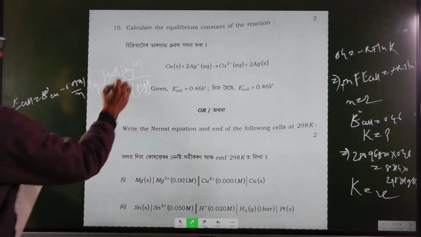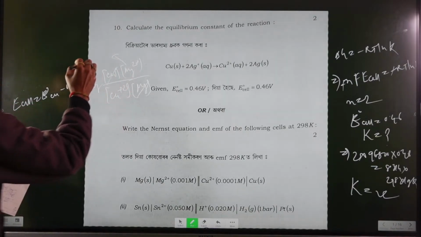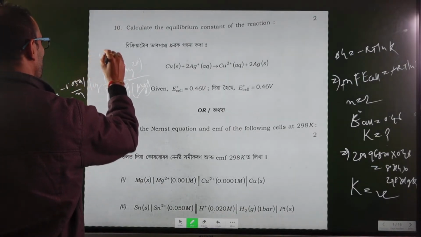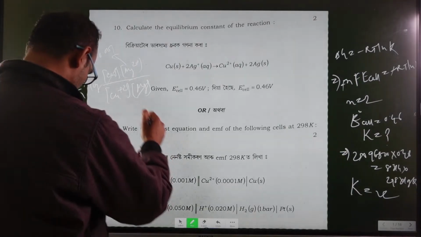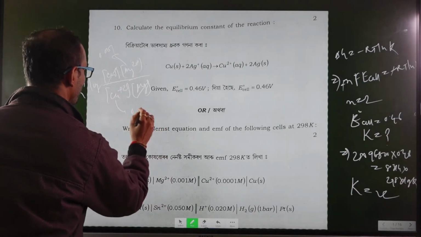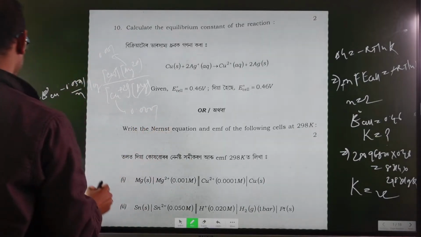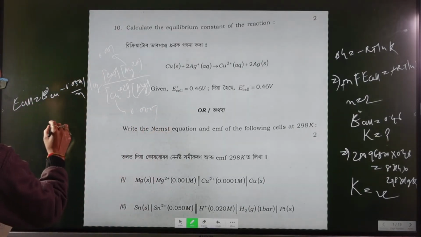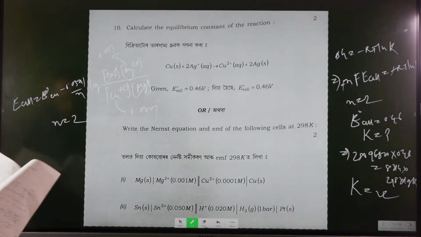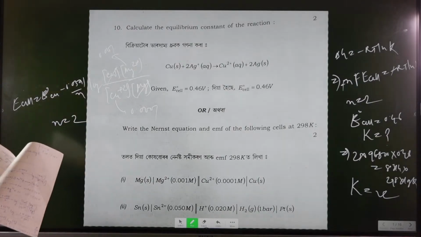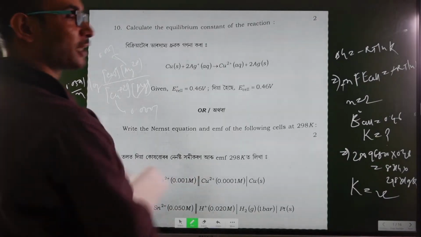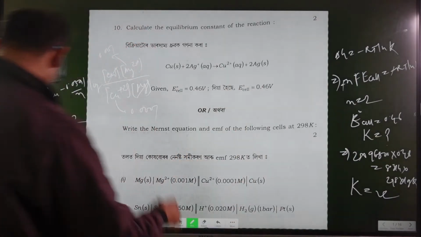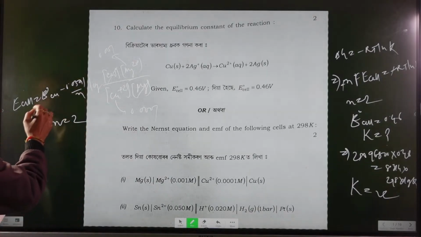So you put the value of magnesium 2 plus concentration here. How much? 0.001. The concentration of Cu2 plus is 0.0001. After putting all this in, the value of n is equal to 2, from the balanced equation you can see the number of electrons transferred is equal to 2. So the value of n is equal to 2, and you put here E cell.